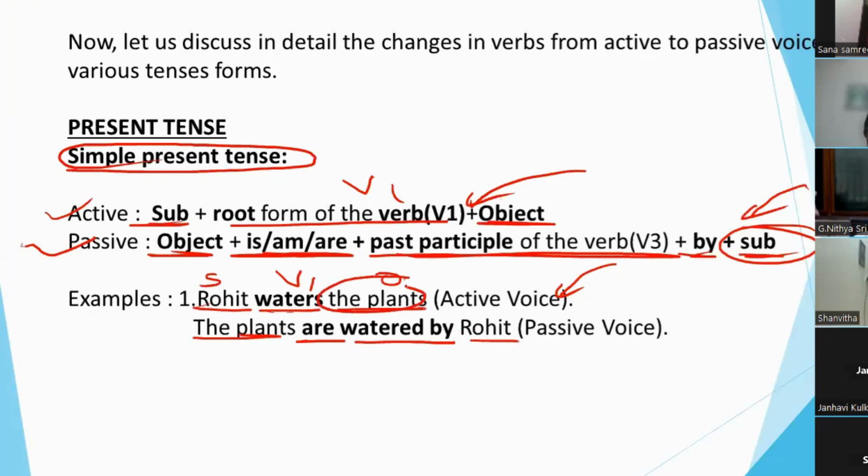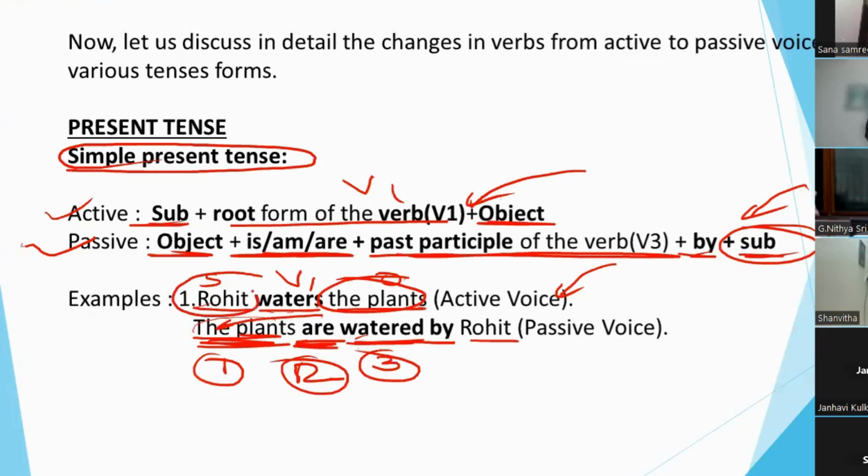The object becomes subject here in your passive voice according to rule number 1. And as your subject is plural, use are as your auxiliary verb. That is your rule number 2. Then rule number 3, use V3 form of a verb. So water, watered. This is your rule number 3. And then put the subject in place of object and put by before it according to rule number 4.